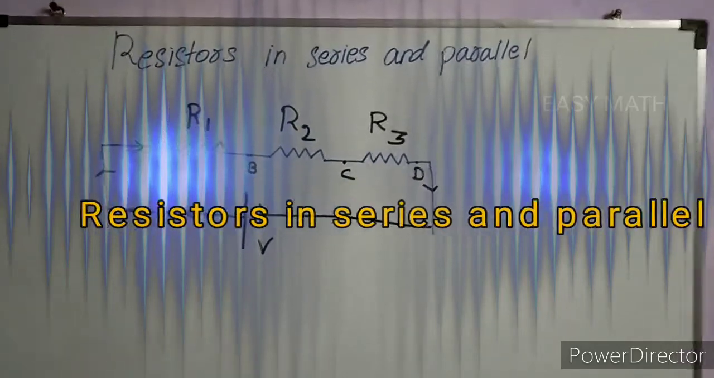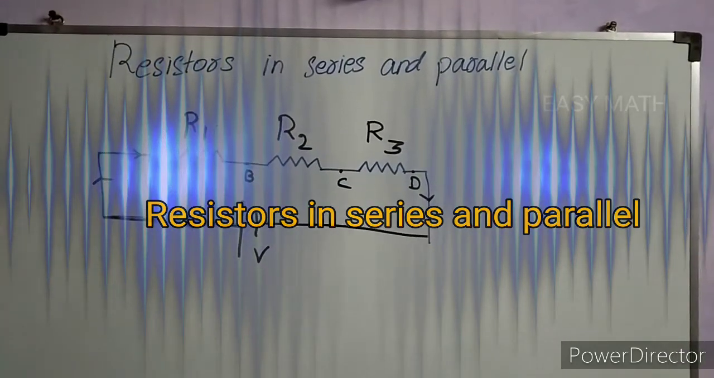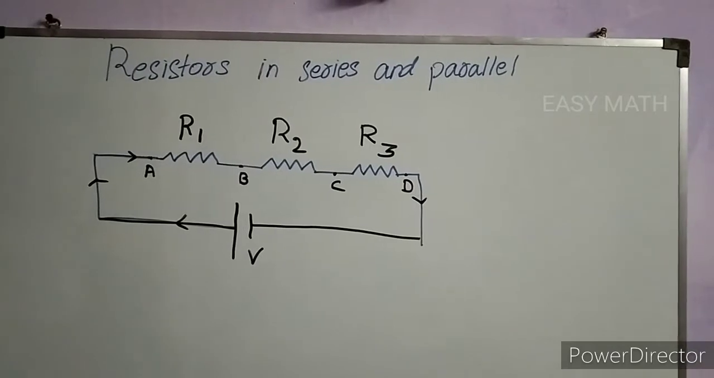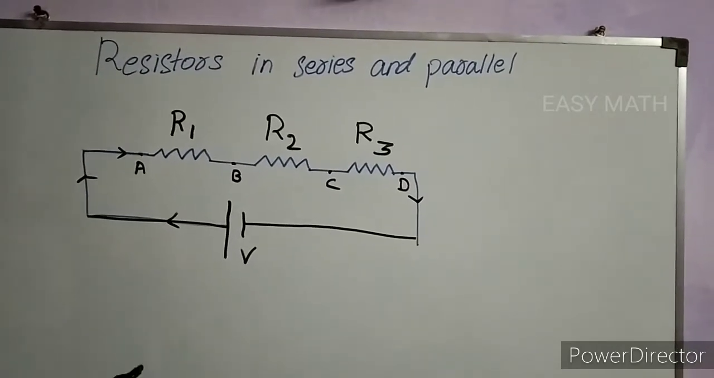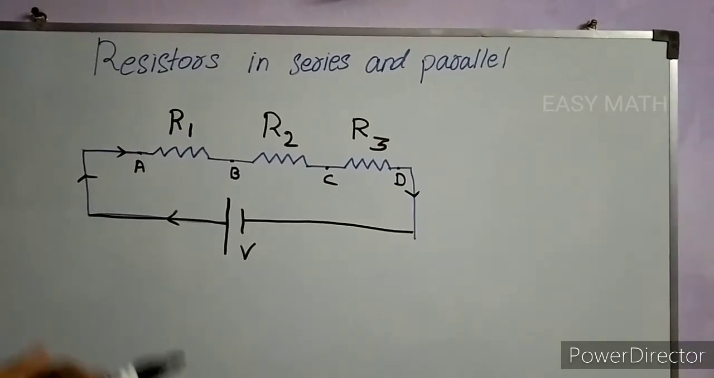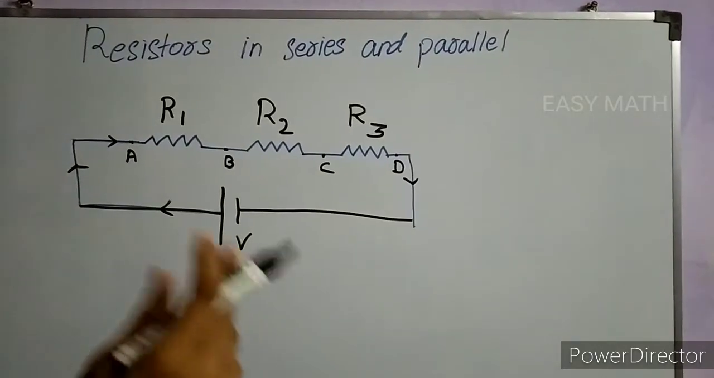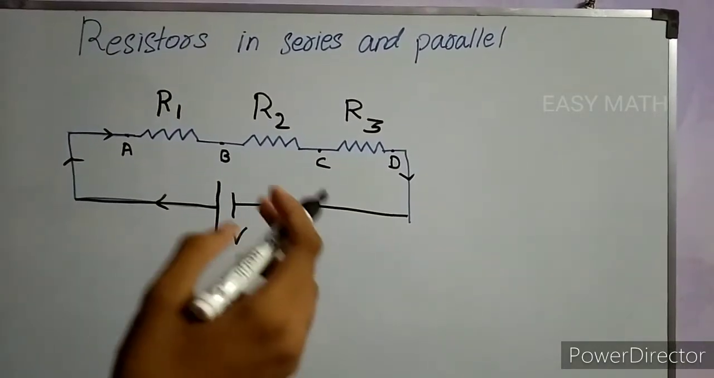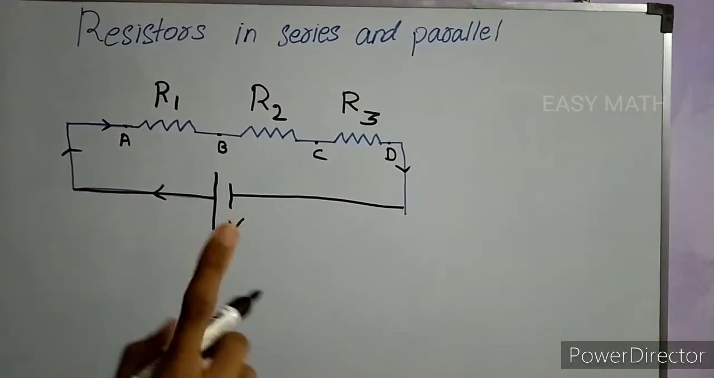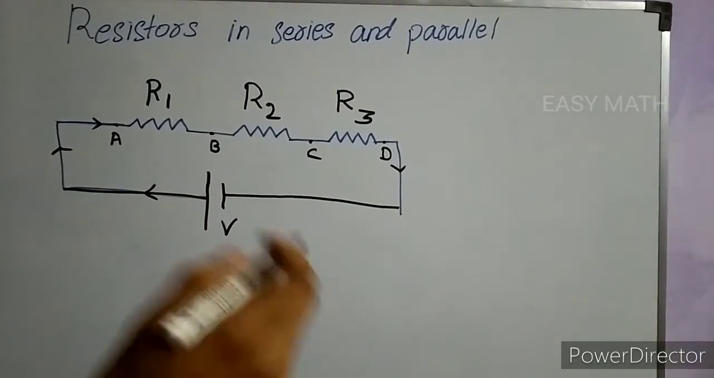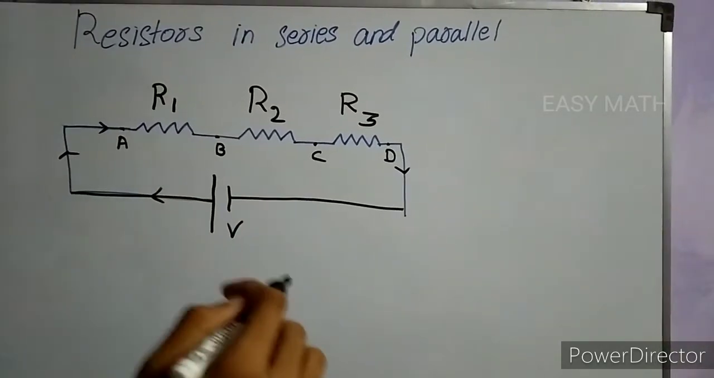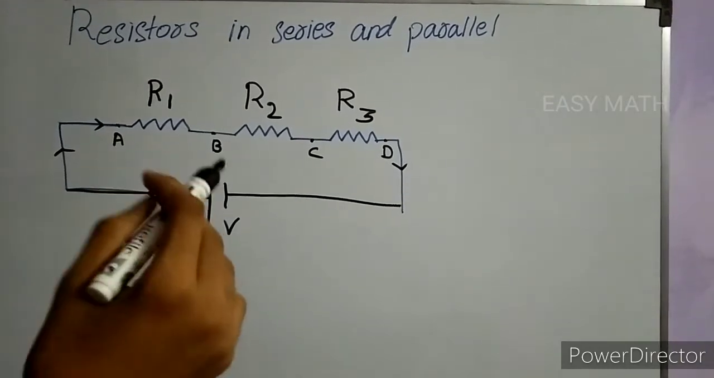In today's session, we are going to discuss the topic resistors in series and parallel. Before that, we want to discuss an important topic known as equivalent resistance. If a combination of two or more resistances in any electric circuit can be replaced by a single resistance such that there is no change in current and potential difference between the terminals of the combination.